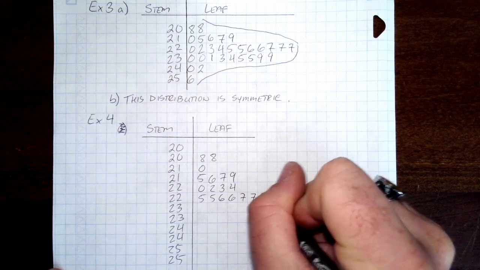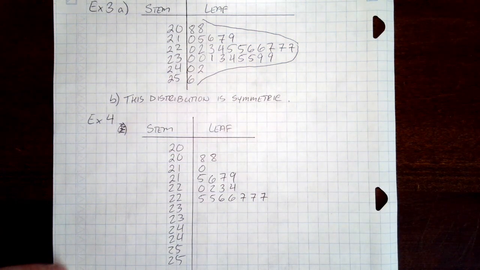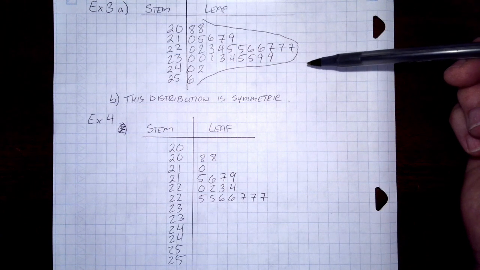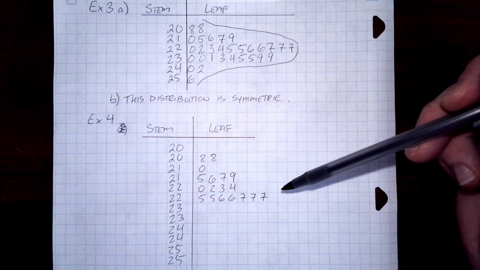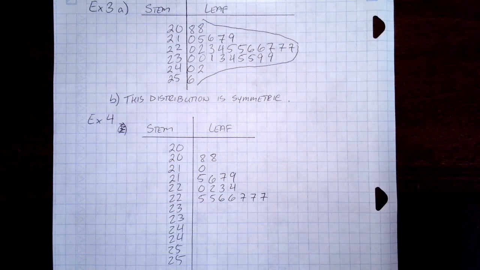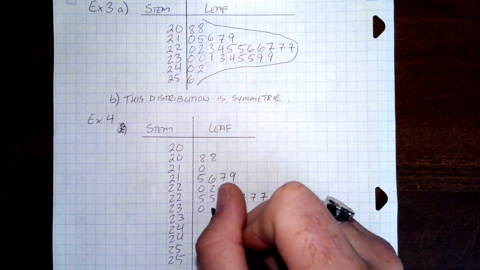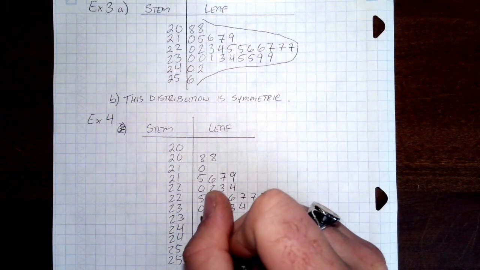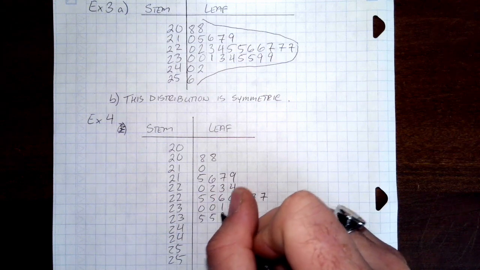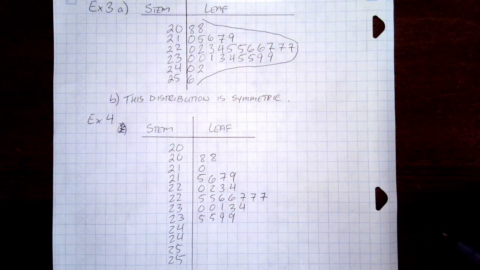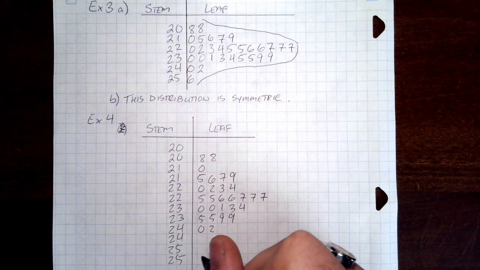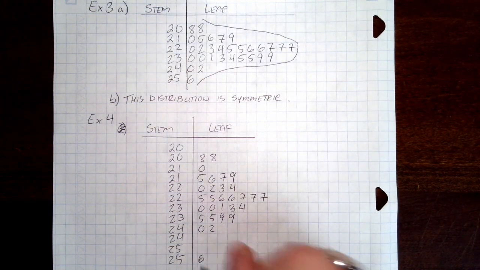This will also let us zoom in on the data a little bit more and see if my symmetric idea from 3B was actually correct, or if we get a better view by zooming in a little bit. Okay, 23s, we have 0, 0, 1, 3, and 4 for the first group, 2 5s and 2 9s for the second group. 24 just has a 0 and a 2 and nothing bigger. 25 doesn't have a 0, but it does have a 6.